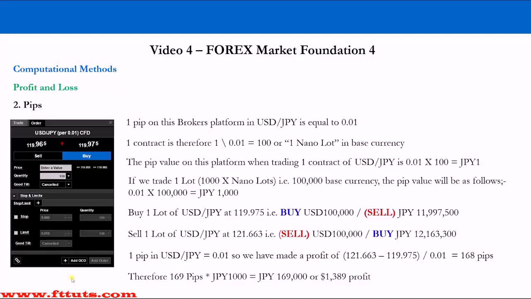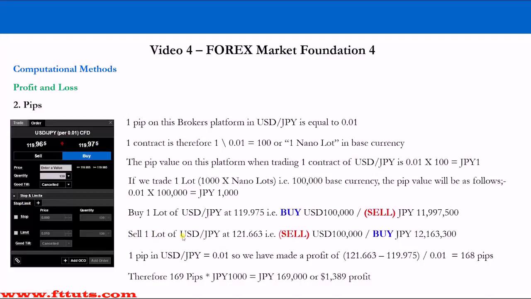So if we trade one lot, which is obviously much bigger, it's going to end up being 1,000 nanolots. So 100,000 in base currency, and the pip value is going to work out as 1,000 Japanese yen in quote currency. So let's say we buy one lot of dollar yen at 119.975 on the platform here. So selling 11,997,500 Japanese yen, and then we trade out of this position.